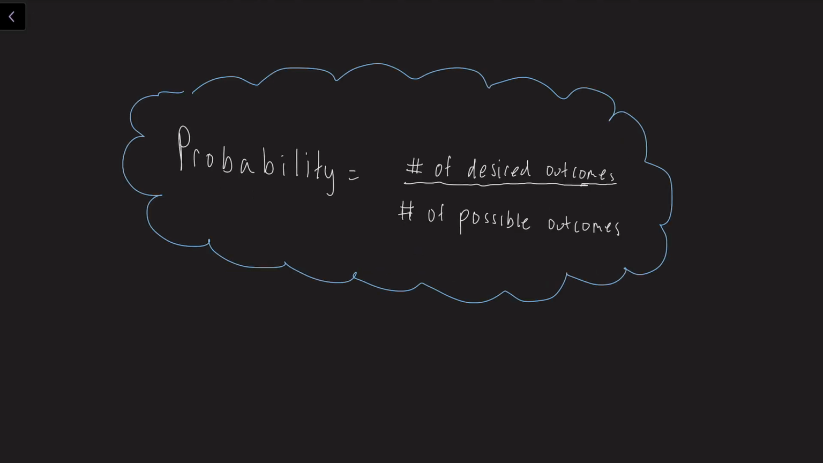At its core, probability is really simple. In math, we measure it by the number of desired outcomes divided by the number of possible outcomes. We call our desired outcome the event, and we call the possible outcomes our sample space. Let's look at an example.